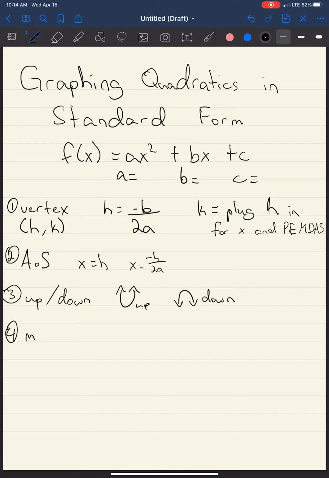Number 4 is minimum and maximum, and that's the same thing as vertex form. If I see that it's up and my vertex is at the very bottom, that's going to be a minimum at K. And if it's facing down, that's going to be a maximum at K.